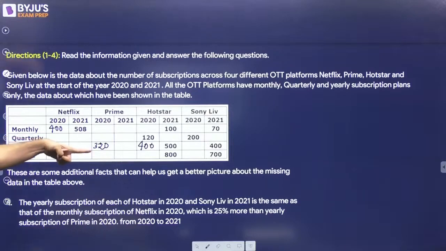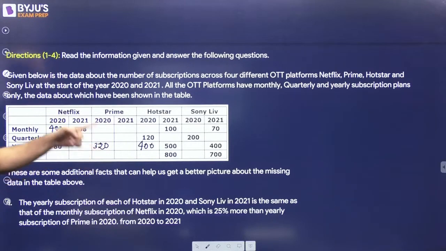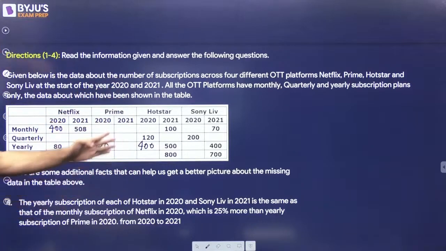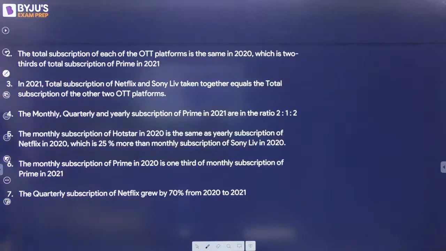Okay, so 25% of 320, that is 1/4, is going to be 80. 80 is going to be added, so you get 400 for Netflix monthly, right? And that is same as Hotstar's 2020 yearly subscription, and that is same as Sony Live's 2021 yearly subscription. So now let's move over to the next point.